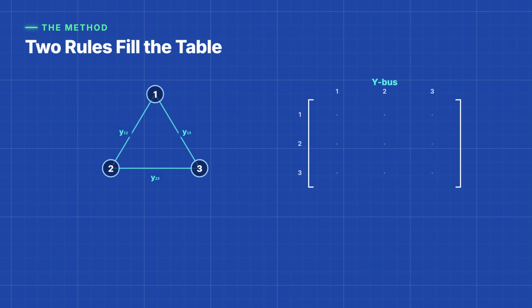So, how do we fill the table? There are 2 simple rules. Here is a small network, 3 buses, joined by lines. The table has 1 row and 1 column for each bus. First, the diagonal. Each diagonal entry belongs to 1 bus. To find it, we add up every admittance connected to that bus. This is its self-admittance. So for bus 1, we sum the admittances of the 2 lines that touch it.